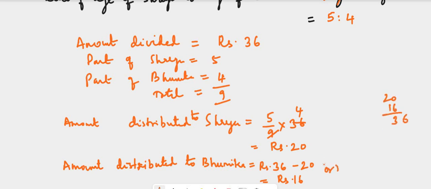You can do in another method also. What is that one? 4 by 9 multiplied by 36. 4 4s are 16. 9 4s are 36. 4 4s are 16 rupees. This is the other way.